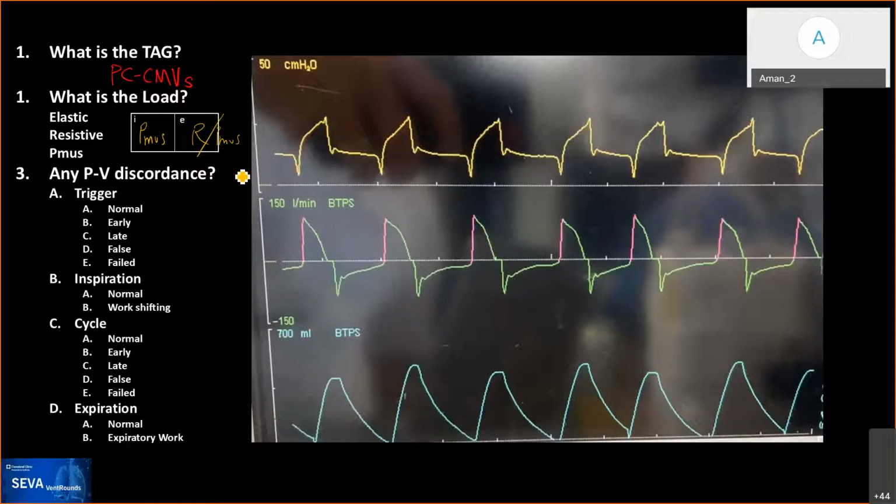PV discordance. So trigger, I would say normal. It's a flow trigger. Inspiration has work shifting. Not a whole lot, but moderate. And then cycle is late in a few breaths. The flow returns all the way back to normal in breath first, second, and the fourth one. And expiration, I'm not sure, but I would say passive, so normal for the most part.